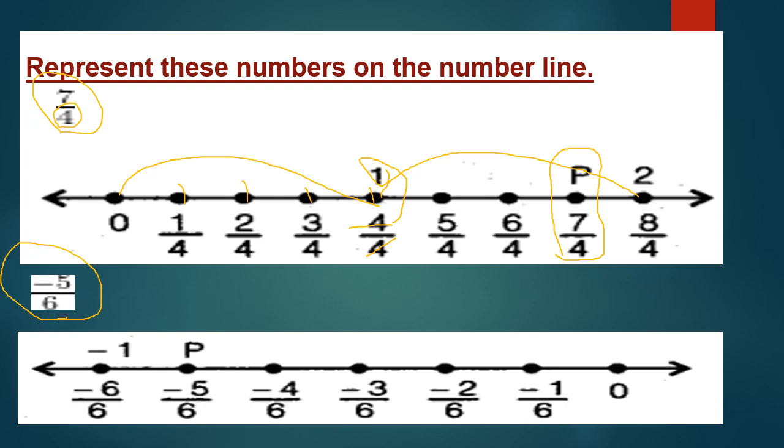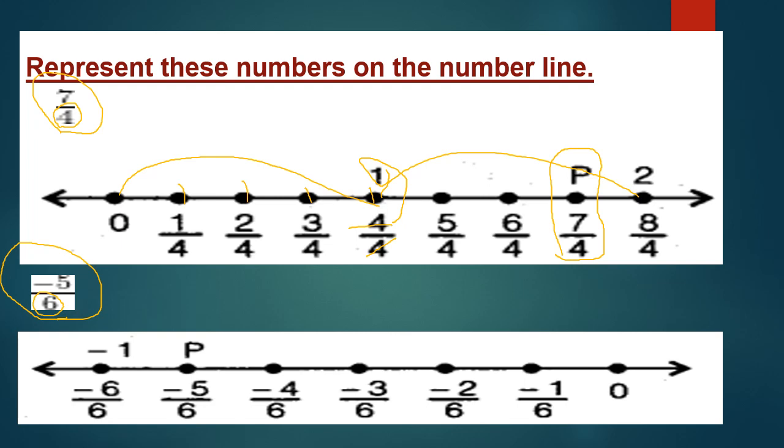Then children, the second one is minus 5 by 6. Minus 5 by 6 means we want to move towards the negative side of the number line. See children, here minus 5 by 6 is there. In the denominator, what is the number? 6. 6 is the number in the denominator. So between the consecutive numbers on the number line, we want to make 6 equal parts.